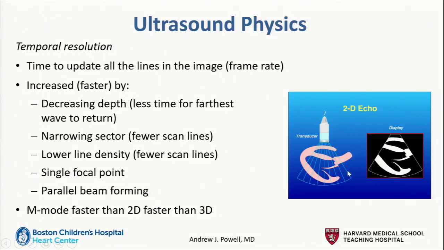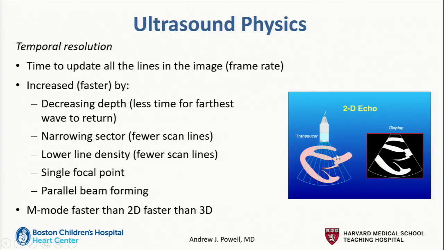So how can we increase the temporal resolution, or how can we make it faster to draw one picture? Well, if we decrease the scanning depth, let's say to half the distance here, so from here to here rather than to back here, then you don't have to wait as long for that far field sound wave to come back and map its distance. If you only have it going out this far, you'll be done drawing that line faster so you can move on to the next line. So that will increase your temporal resolution or frame rate.